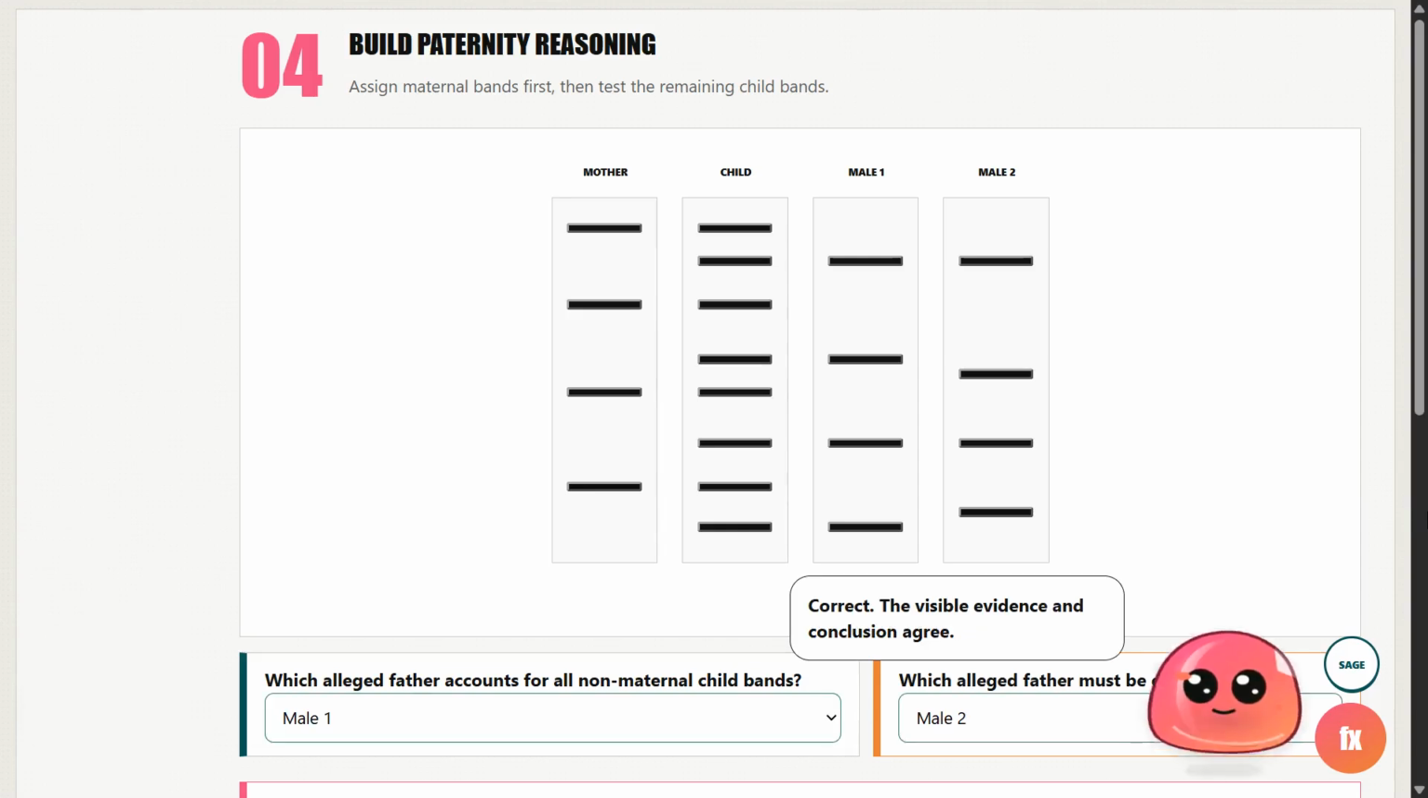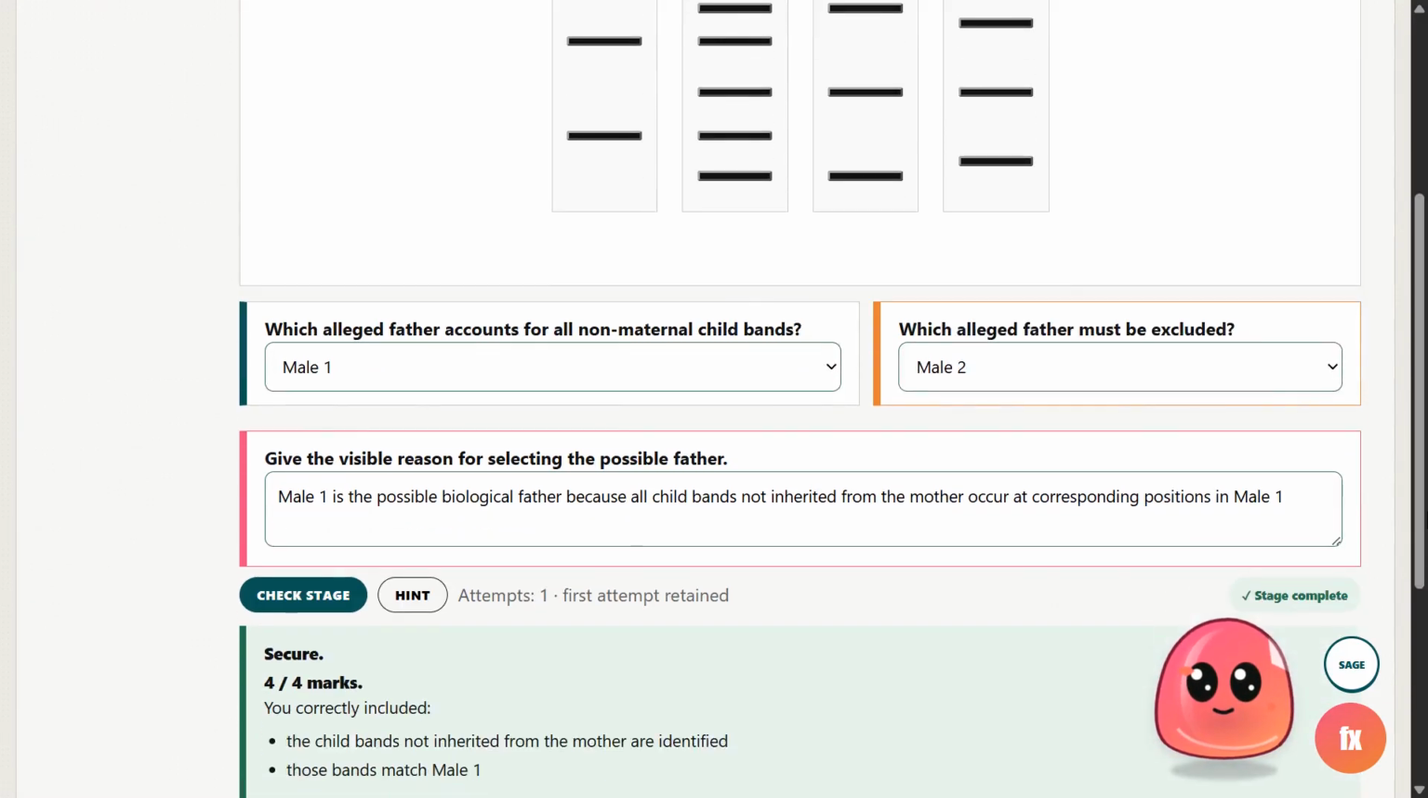The Scratchpad asks for the same reasoning. Which alleged father accounts for all the non-maternal child bands? Male 1. Which must be excluded? Male 2. And the visible reason: all child bands not inherited from the mother occur at corresponding positions in male 1. Mother first, then the remaining bands, then the father. That order carries the marks.